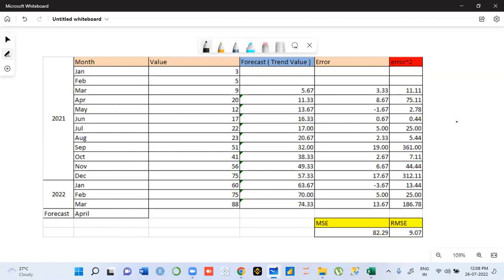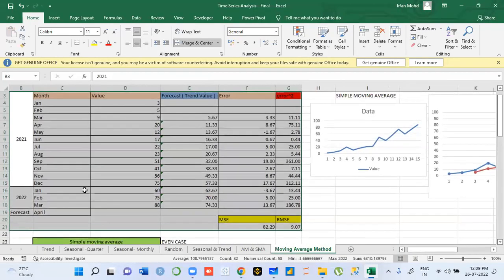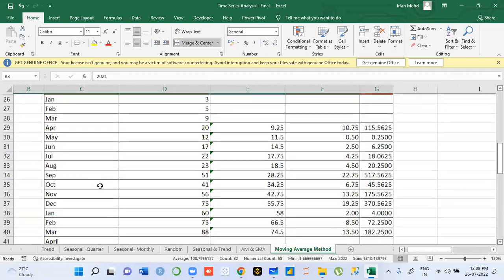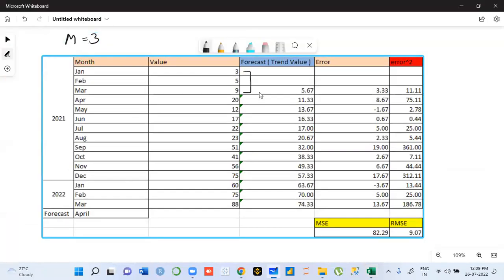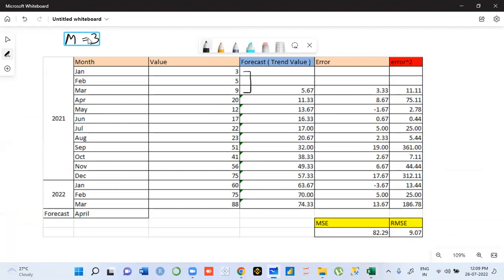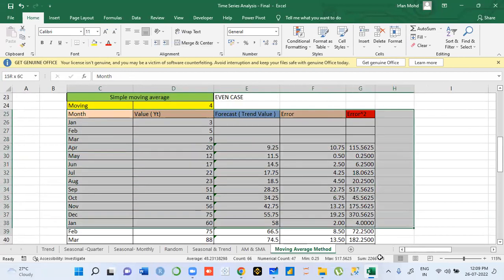Are you clear, guys? Now, what is the value of M we have taken? 3. So how many rows average are we taking? 3 rows, which are 3, 5, and 9. If I take M value as 4 on the same data, how many rows average will I take, Shantanu? Here, what is the M value? 3. So how many rows' average did we take? 3. If M is 4, how many rows average do I have to take? 4 rows. So 3 plus 5 plus 9 plus 20. Are you clear? Anyone have any question? Please ask.